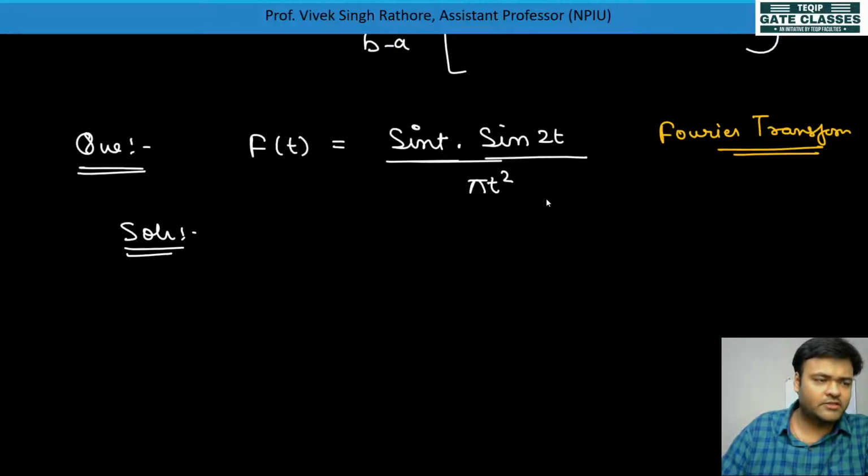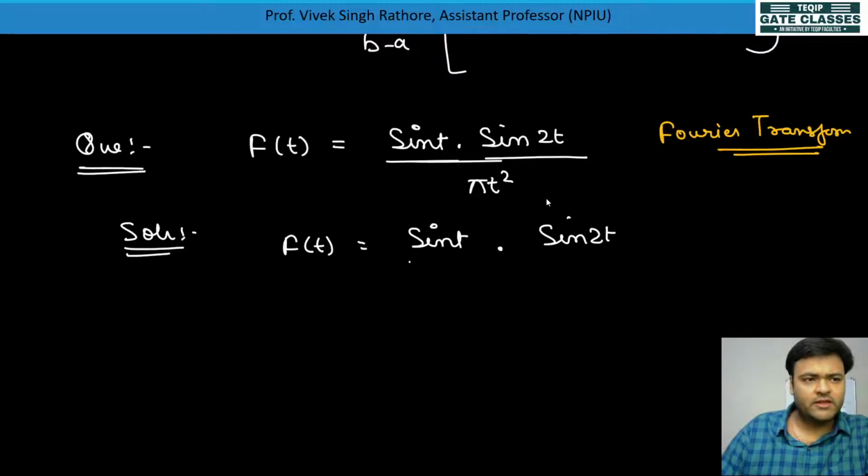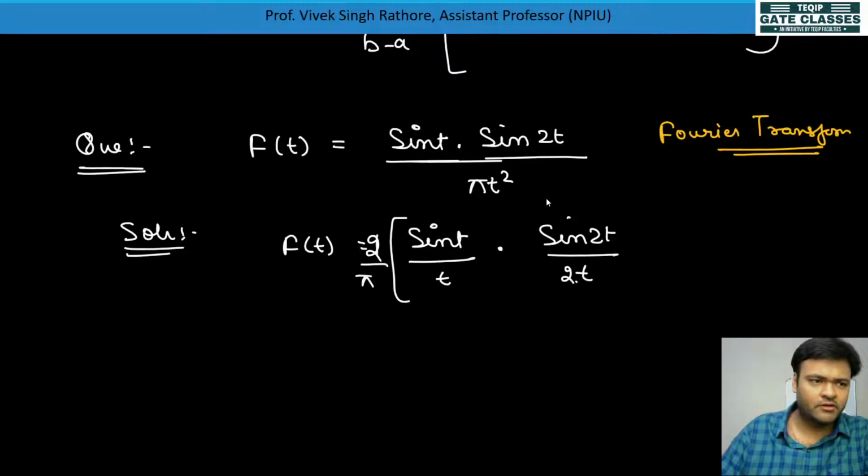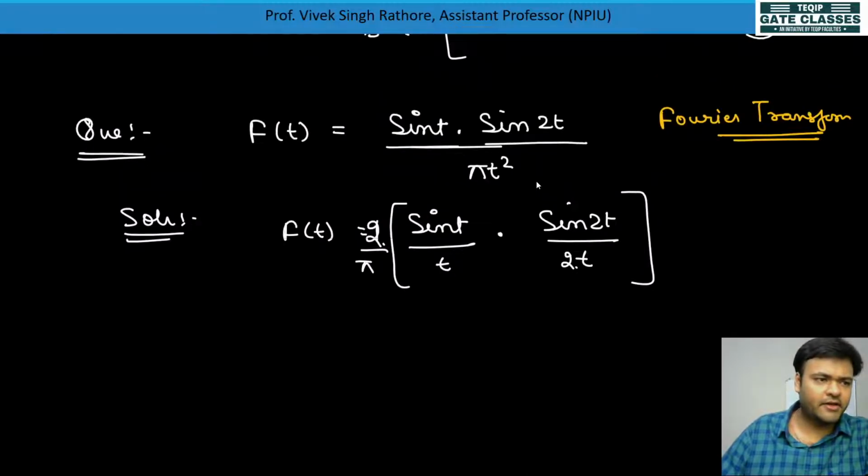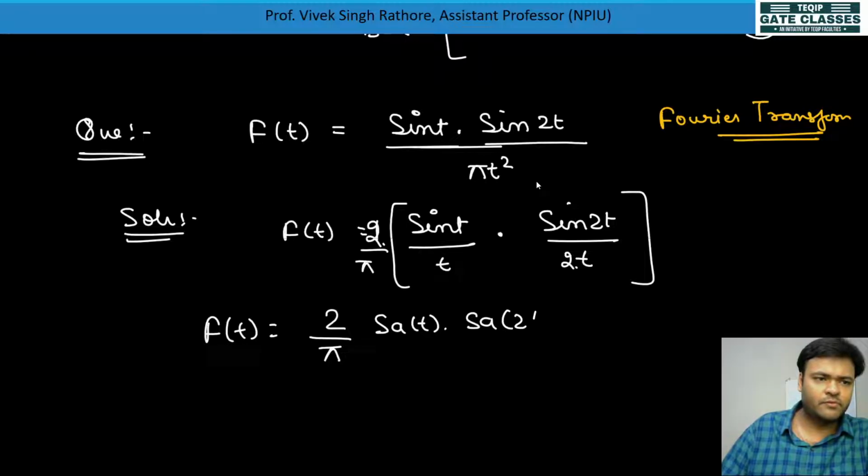First of all, we can write f of t as sine of t into sine of 2t over pi t square, so t square is written as t times t. Pi can be taken outside, and we get sine t by t. Why are we doing this? Because we can then use the sampling function. Here also, if we put 2 here and 2 here, then we can do sampling like this. So the signal can be written simply as f of t equals 2 by pi, sampling of t times sampling of 2t.